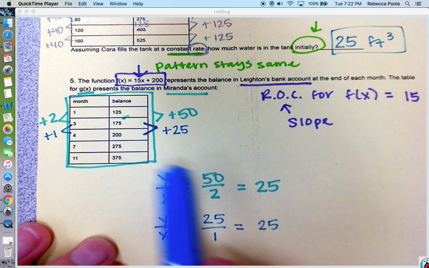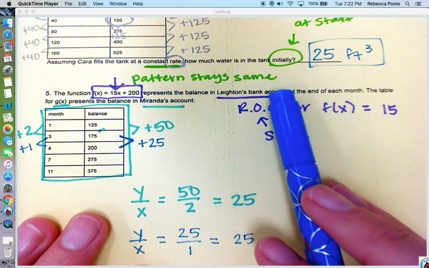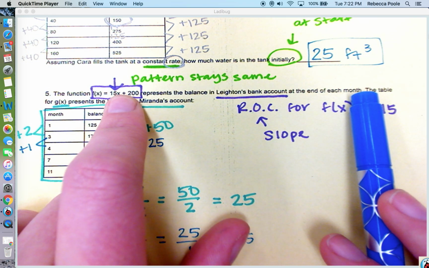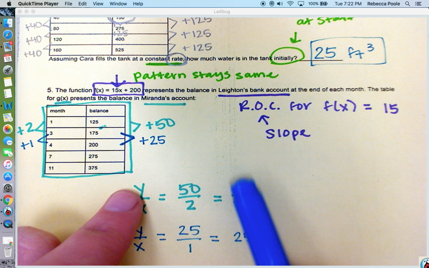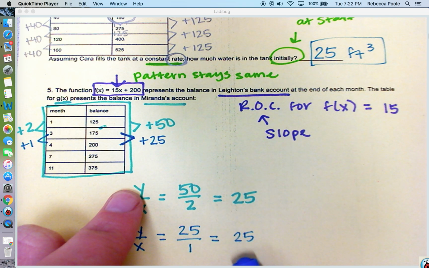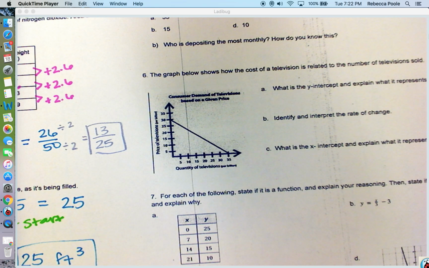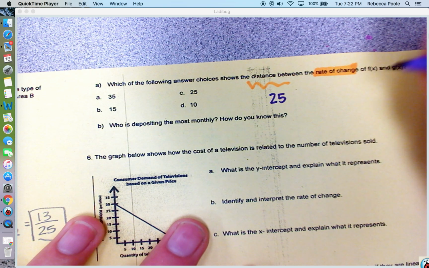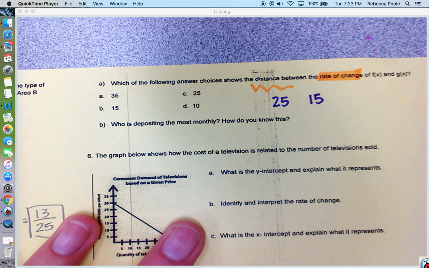So this is my rate of change for the equation, f of x, for Leighton's bank account. And this is my rate of change for Miranda's. So this is a positive 15, which means Leighton is putting in how much every single month? 15. The table is Miranda's, so we found Miranda's putting in how much money each month? 25, okay? Now, part A says find the distance. So all they want you to do, one of them is going up by 25 each month, and the other one's going up by 15. How do you find out the distance between 25 and 15?